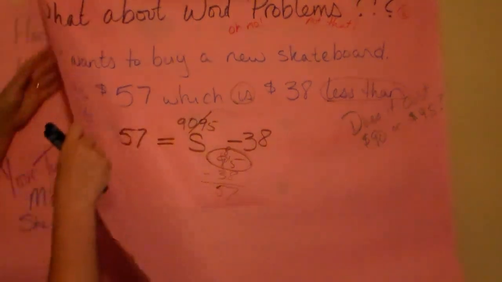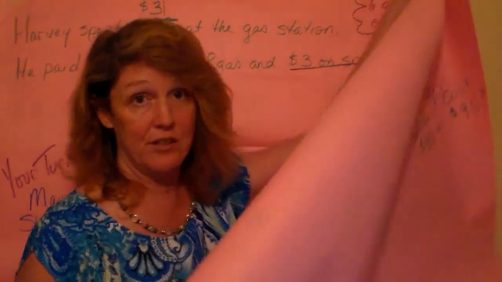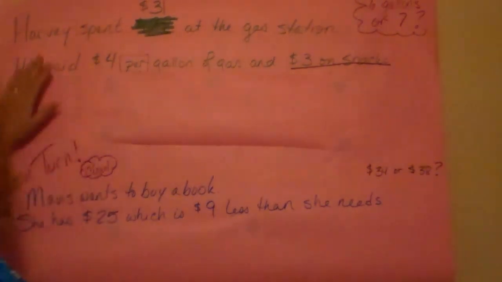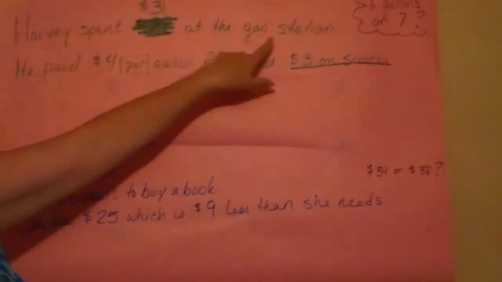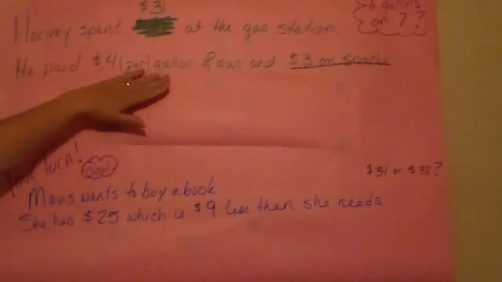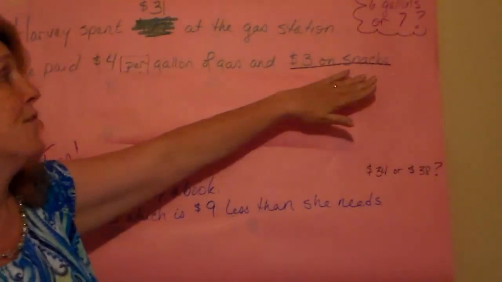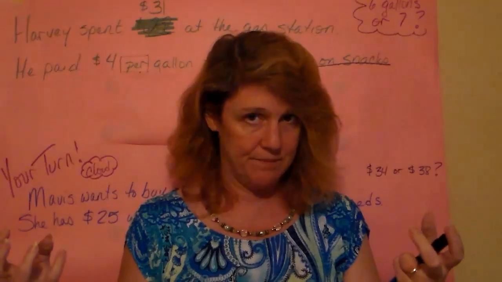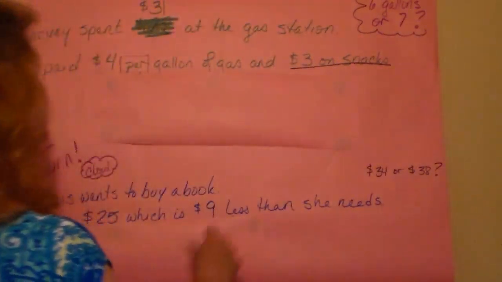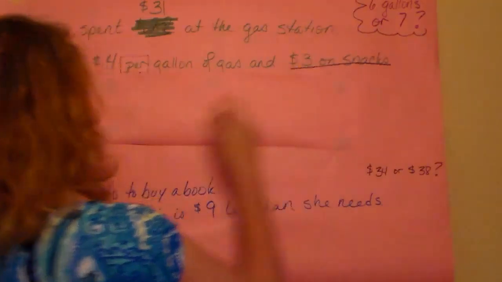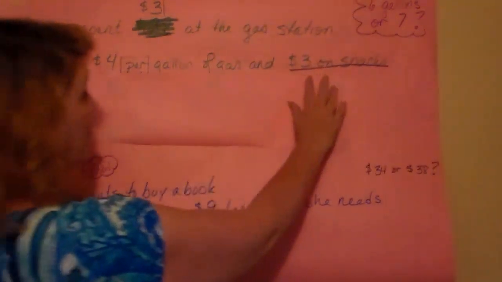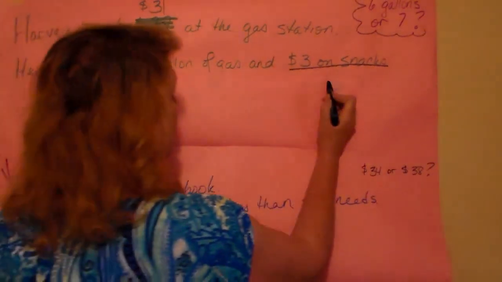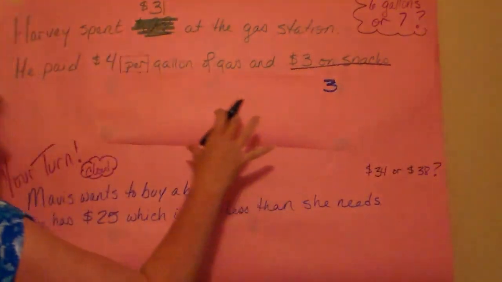Okay? Let's do another one together, just so you can kind of get the flow of them. Harvey spent $31 at the gas station. He paid $4 per gallon of gas and $3 on snacks. So we've got two things that we need to add together. The question is, did he buy 6 gallons or 7 gallons? So let's look at this. He spent $3 on snacks. That's a straight 3. He spent $3.